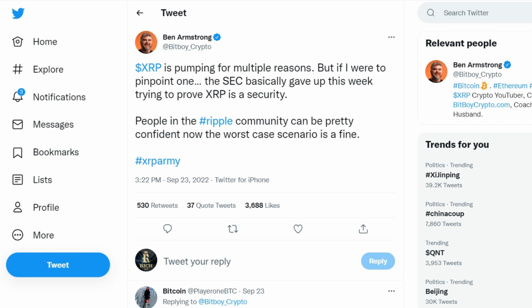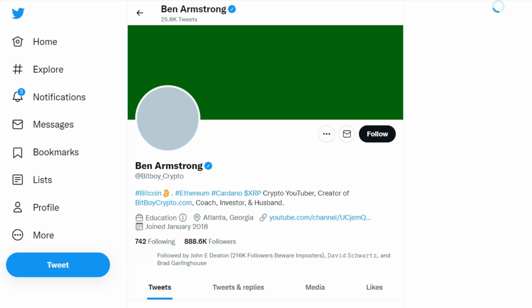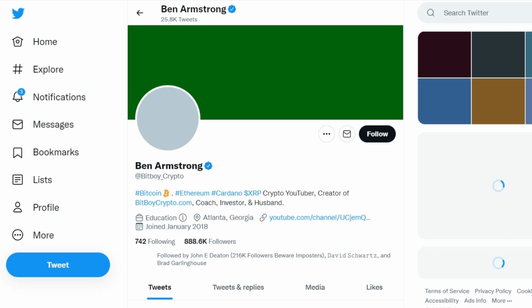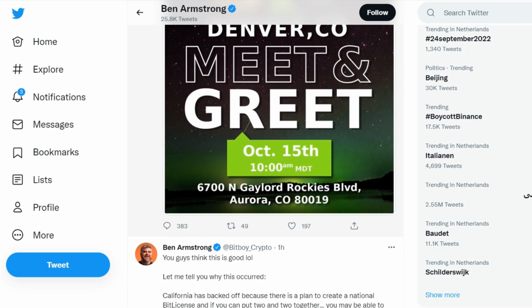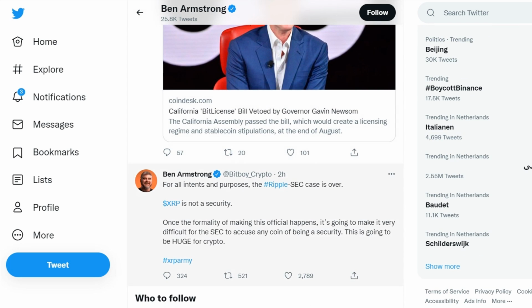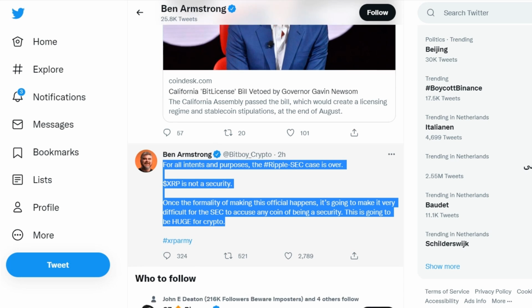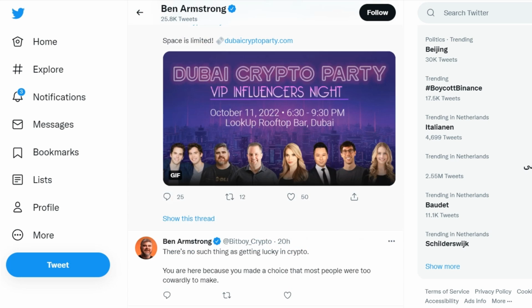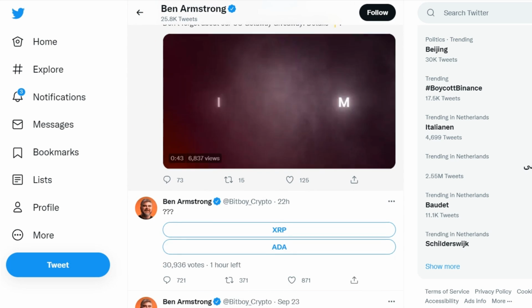Famous YouTuber Ben Armstrong, known as BitBoy Crypto, expressed his opinion about what fuels the price of XRP. Armstrong tweeted yesterday that XRP is growing for several reasons. However, he believes that the main reason for the growth of XRP over the past week was that the Securities and Exchange Commission, SEC, abandoned its attempts to prove that the token is a security. Armstrong added that Ripple enthusiasts are now confident that the worst-case scenario that Ripple could face if it loses the lawsuit is a fine, instead of a complete ban on working in the United States.